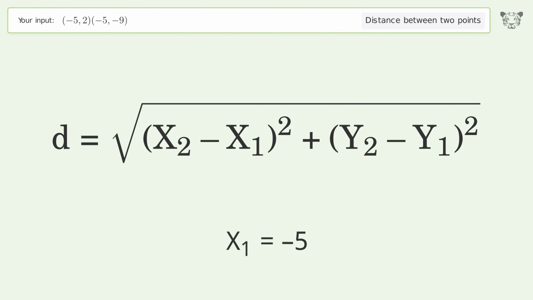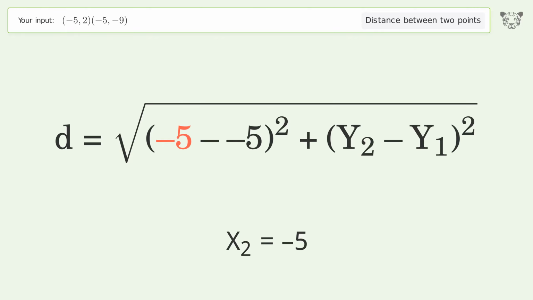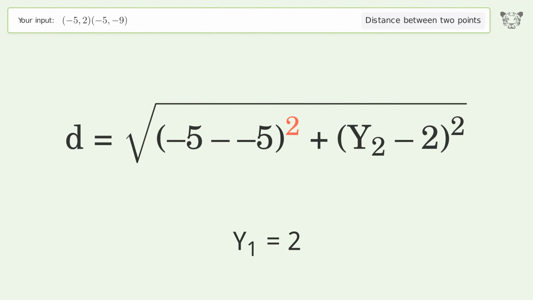x1 equals -5. x2 equals -5. y1 equals 2. y2 equals -9.